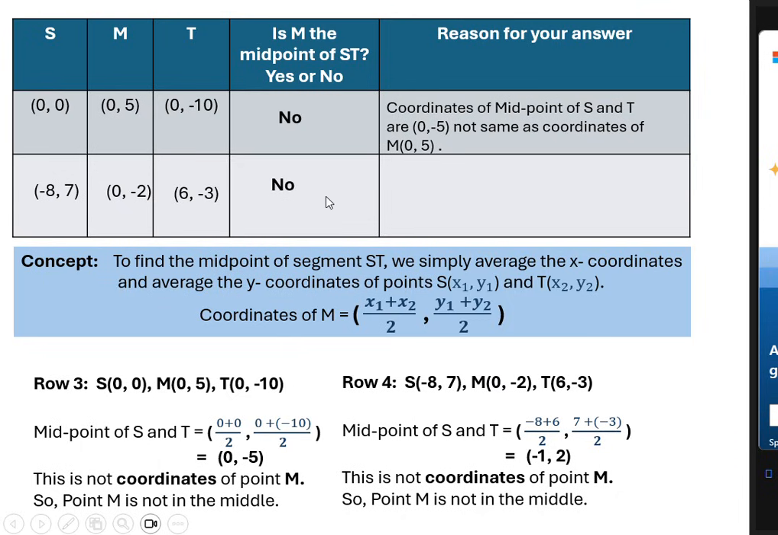Again the answer will be no. And the reason: the coordinates of the midpoint of S and T are not the same as the coordinates of M, 0 comma minus 2.